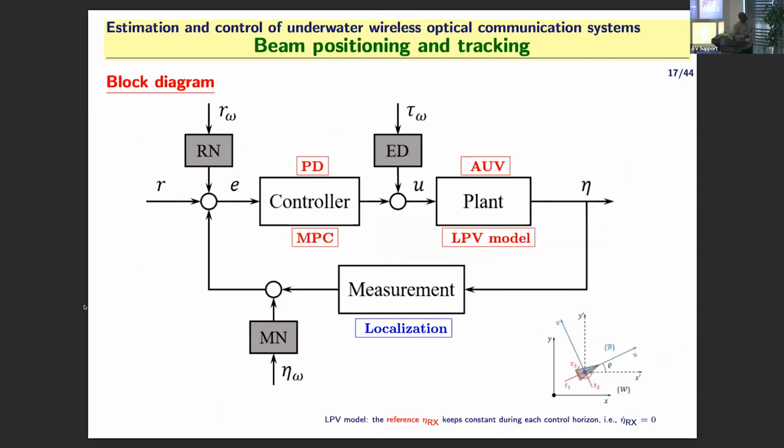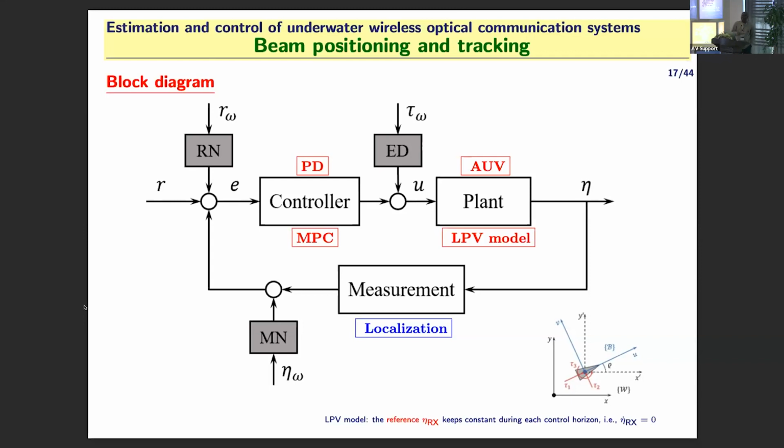This is a kind of block diagram to see how this works as a feedback control. We have a controller here, and we apply these two types of control, a proportional derivative control and a model predictive control. We have a reference, and here we have external disturbance, which is also considered in the simulation. And we have the plant, which is the AUV, and we linearize the model to a linear parameter varying model for the sake of implementation. We use the measurement, relying on the localization framework, and we can also have some measurement noise acting on the system.